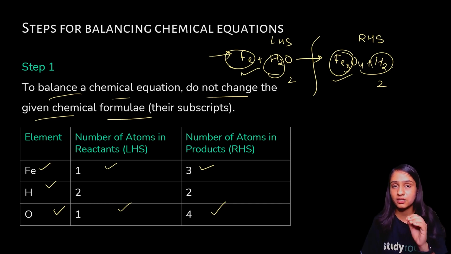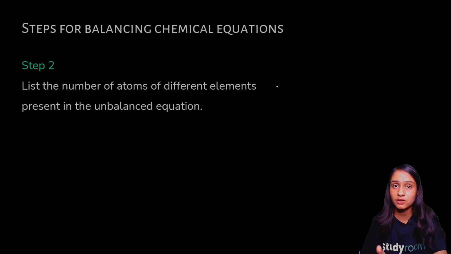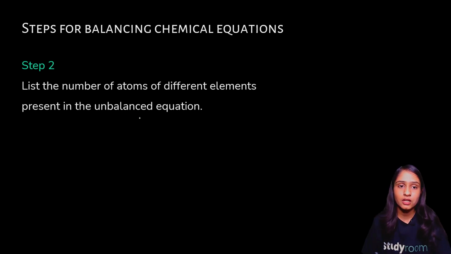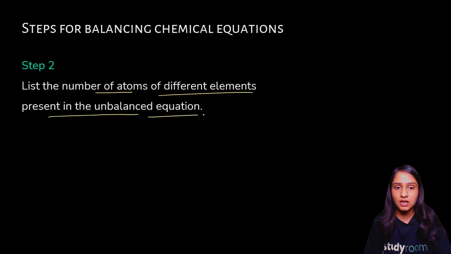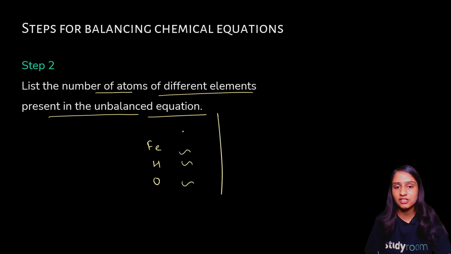You need to check the number of atoms of each element present on the left hand side and right hand side. This is step 1. This is a very crucial step, because if you do this wrong, then you won't be able to balance it properly. This gives the number of atoms of different elements present in the unbalanced equation. You got to know how many atoms of Fe, H and O were present in LHS and RHS.